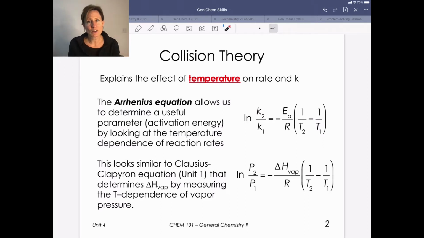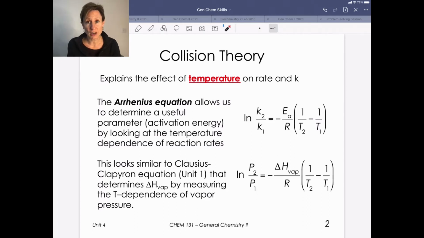It's called the Arrhenius equation, and it's useful when we want to figure out something called activation energy. We'll get to what that is in a minute, but it basically allows us to measure rate constants for a process at two different temperatures, and then we can use this equation to solve for activation energy. So you've seen an equation like this before. In Unit 1, we saw the Clausius-Clapeyron equation. Very similar here. We look at the temperature dependence of pressure on gases as a way to determine the enthalpy of vaporization.